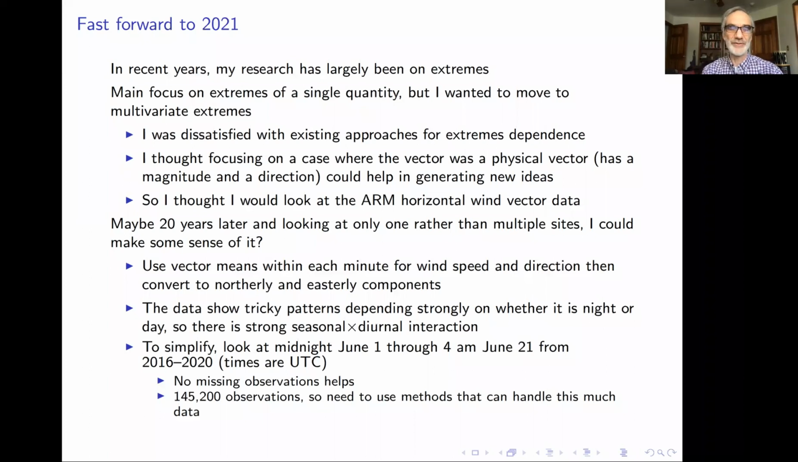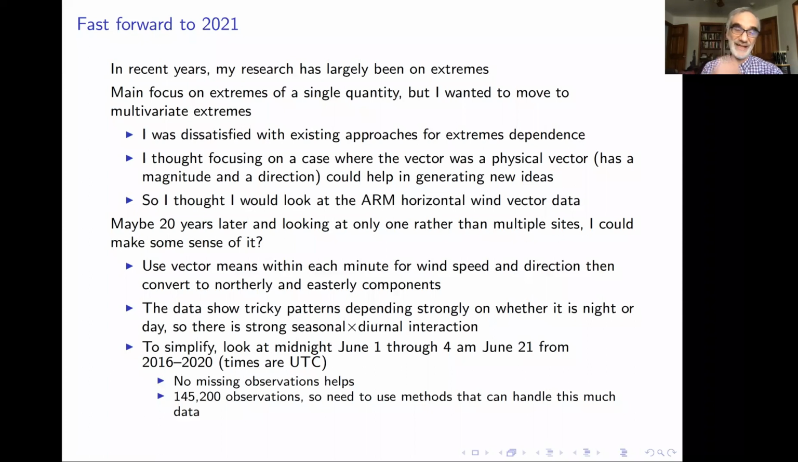All right, so what's the data I'm looking at? Within each minute there are multiple measurements. The minute by minute data that gets recorded are the vector means, which are then converted into a speed and direction. But then I'm going to convert them back to northerly and easterly components.